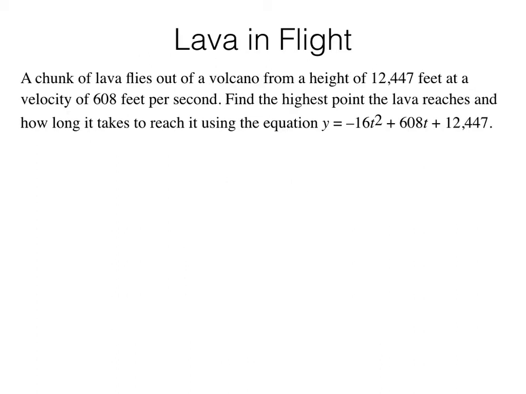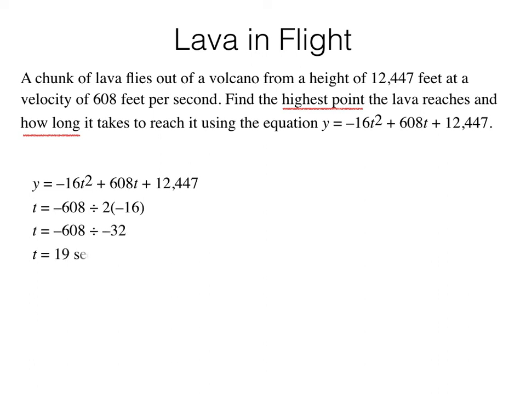And we have a lava problem. A chunk of lava flies out of a volcano from a height of 12,447 feet at an initial velocity of 608 feet per second. Notice those two numbers are in our formula. We want to find the highest point the lava reaches and how long it takes to reach it. So we will once again use our formula for axis of symmetry, -b over 2a. So that's -608 divided by 2 times -16. We'll simplify this and divide, and we get the lava reaches its highest point in 19 seconds.